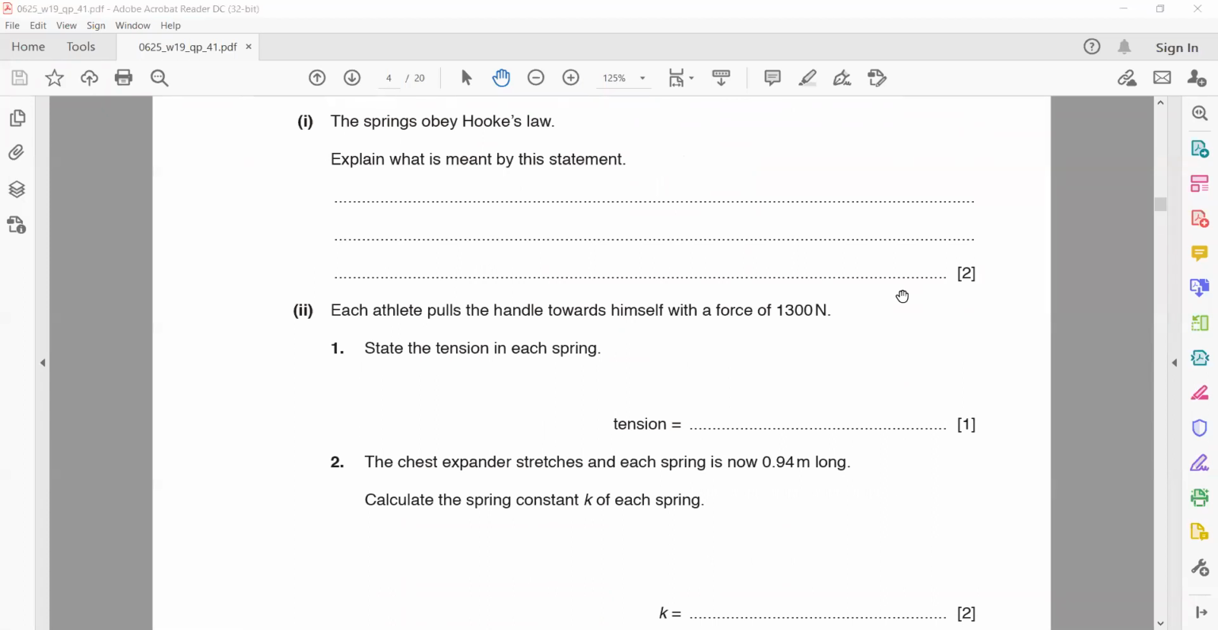Each athlete pulls the handle towards himself by a force of 1300 Newton. State the tension in each spring. When we apply a force by using a wire, by using a string, what we call that as tension. So there are 5 springs, total force is 1300, so 1300 divided by 5, force on each spring will be 260 Newton.